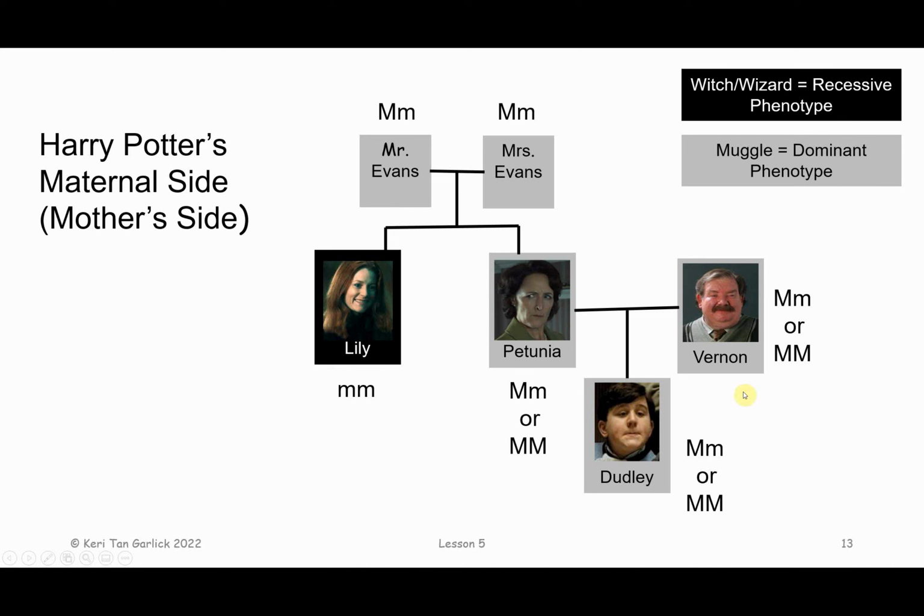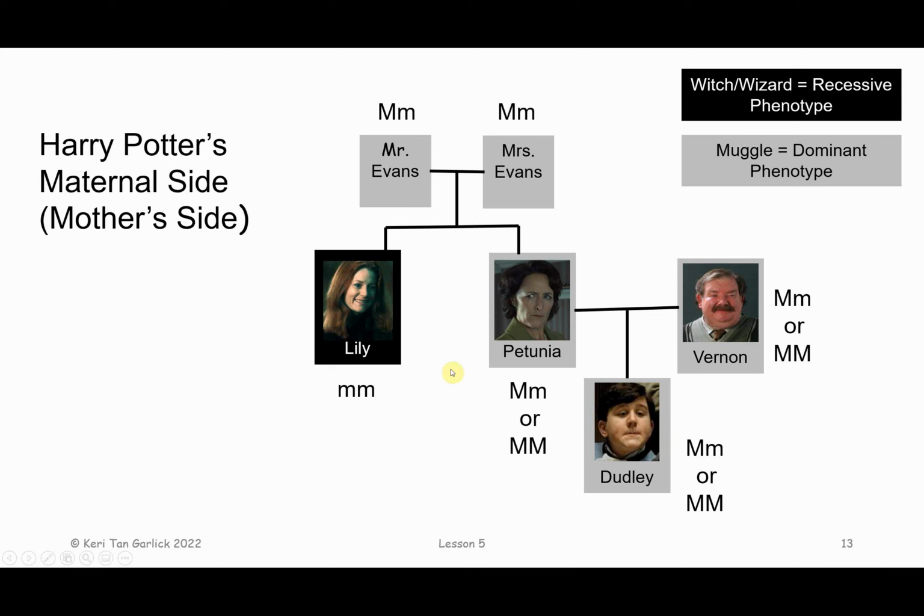Again, nothing we can tell on Petunia's side of the family can give us any hints, because Dudley here is also a muggle and his father is also a muggle, and we don't know, again, because there's nothing from Vernon's side of the family to give us hints to what he might have inherited. So we don't know if he's heterozygous or homozygous dominant. And then same thing with Dudley. We don't know if he received 2 big M's, one from each parent, or did he receive 1 big M and 1 little m from each parent? We don't know. We just know that he's a muggle.